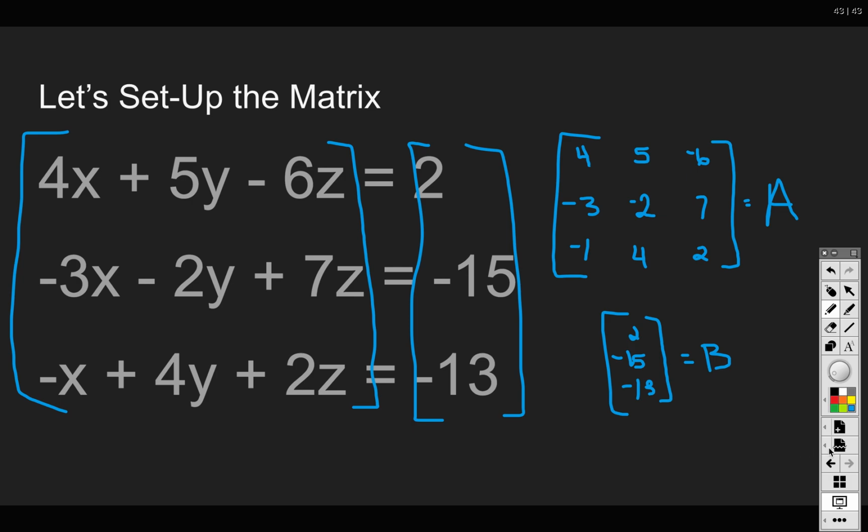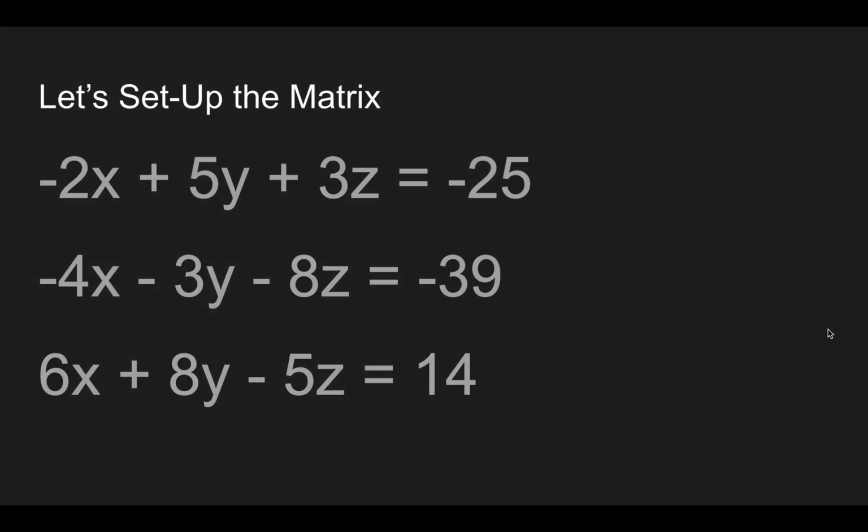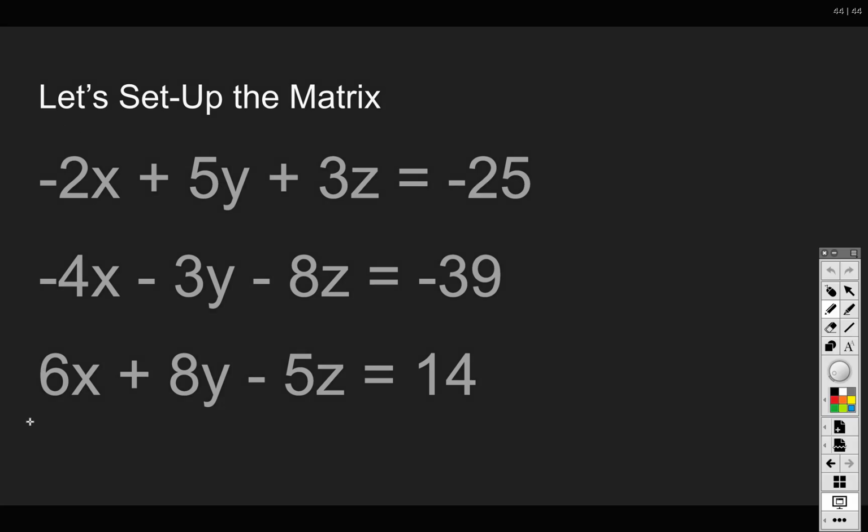Pretty easy, right? Let's do the last one. So you don't have to necessarily draw the brackets, but visually you have the brackets. Should be -2, 5, 3, -4, -3, -8, 6, 8, and -5. That negatives looked a little weird.